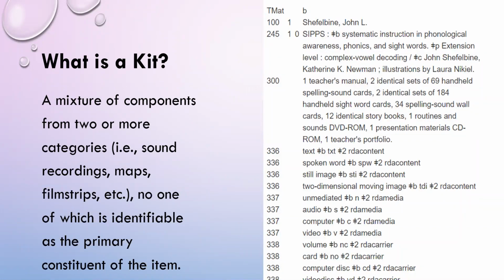To start, let's define a kit. According to OCLC bibliographic formats and standards, under type of visual material, a kit is a mixture of components from two or more categories, i.e. sound recordings, maps, film strips, etc., no one of which is identifiable as the primary constituent of the item.